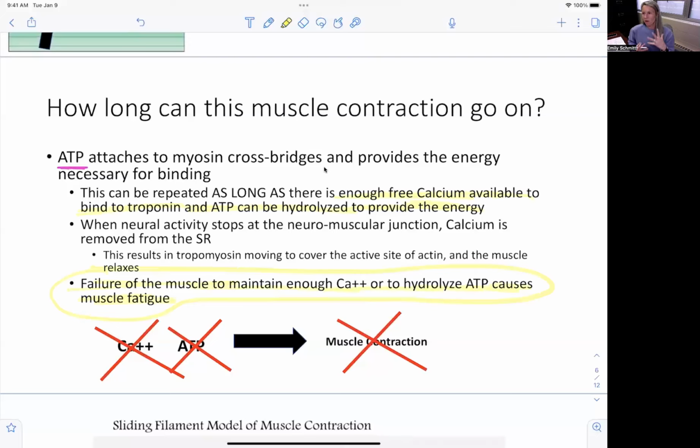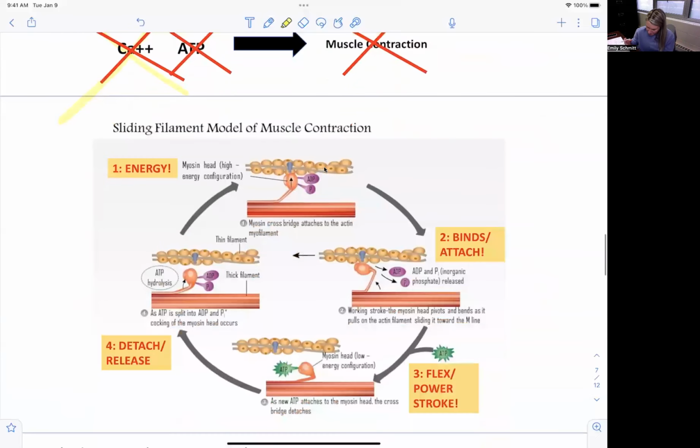So we've all been there, right? We've all been at the end of a 5K. We've been at the end of our reps for bicep curls when we're like, oh my goodness, I just don't have enough energy to keep up this contraction. And that's due directly to not having enough calcium stores and maintaining that calcium to hydrolyze the ATP, which is going to cause the muscle fatigue. So we need calcium to help with our energy production and our ATP to lead to muscle contraction. If we don't have that calcium, we will not have our muscle contraction.